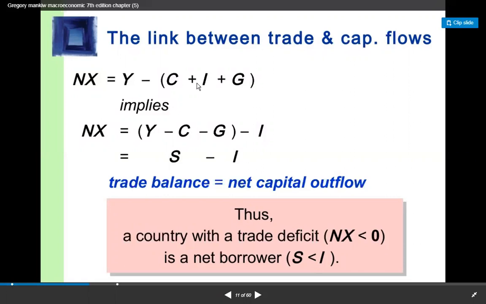We added the variables with minus signs, with a minus common sign. Then we separate out investment from the other variables. Y minus C minus G: from total income we removed consumption, and the remaining amount is saving. And minus investment. So saving minus investment is the net capital outflow.